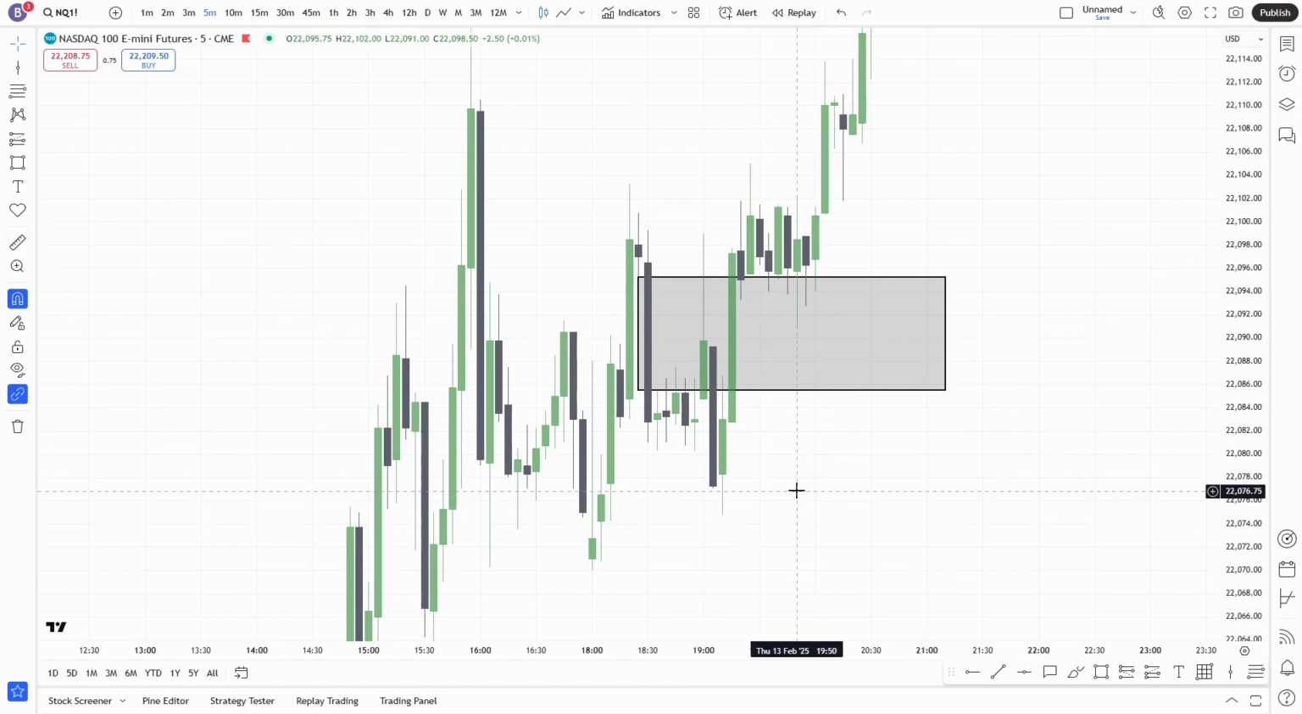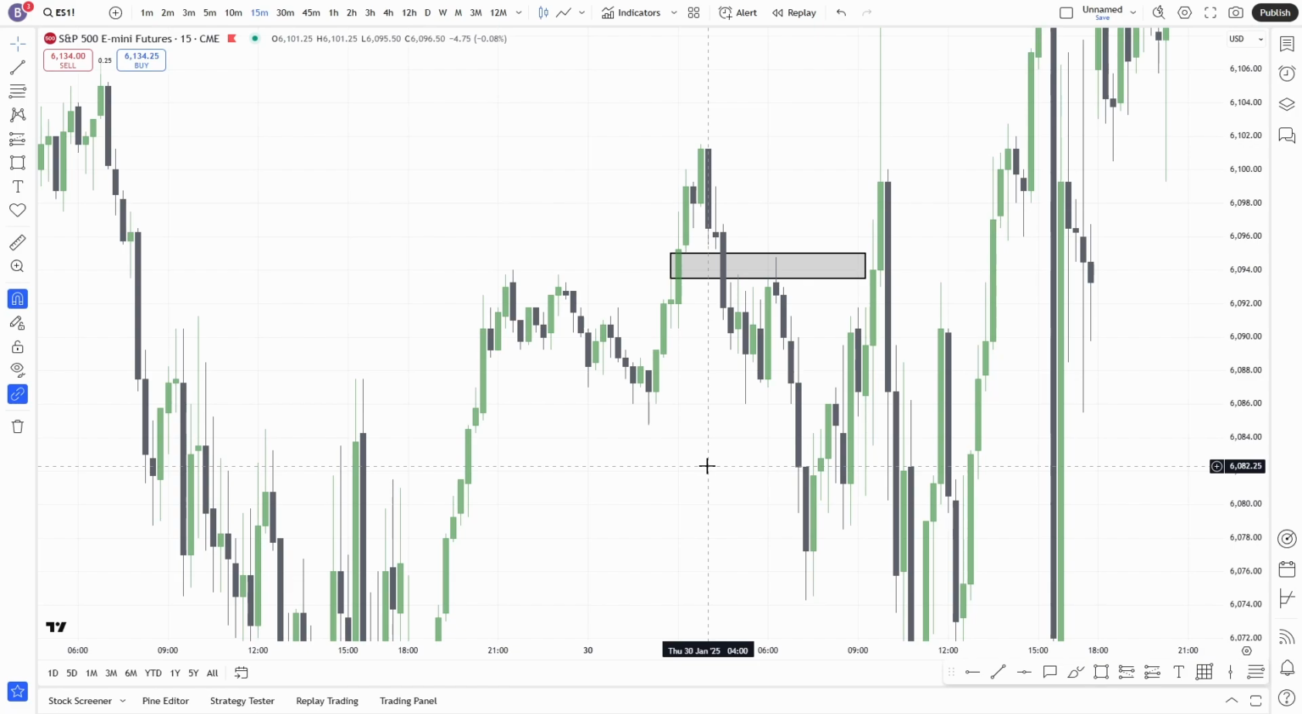A balanced price range is a high probability way for price to come back into it, respect the balanced price range, and push higher. Why is it high probability? Because we have made our orders on both sides going down and going up. So now price, all it has to do now is just push higher or lower.